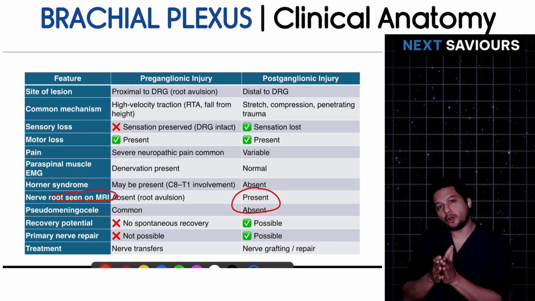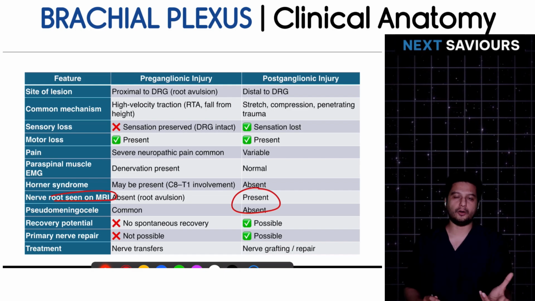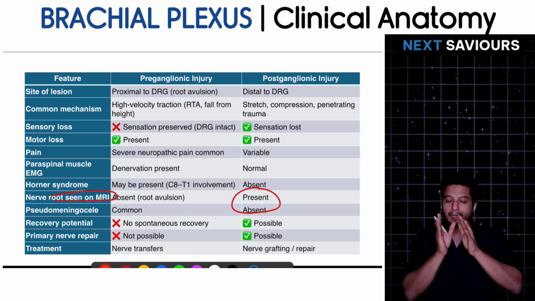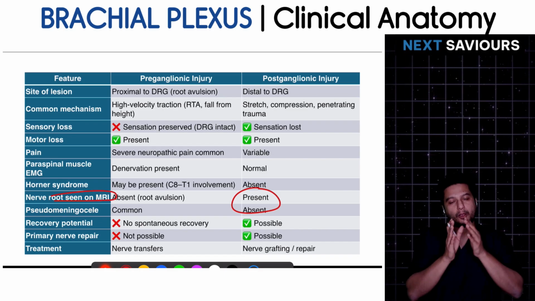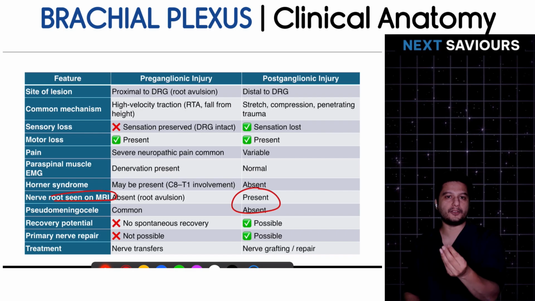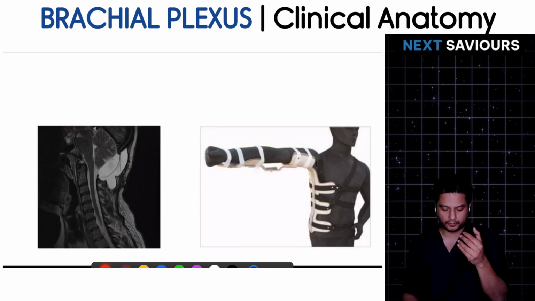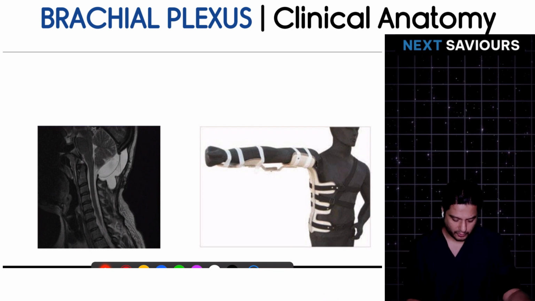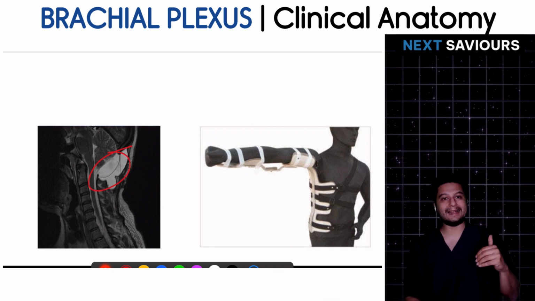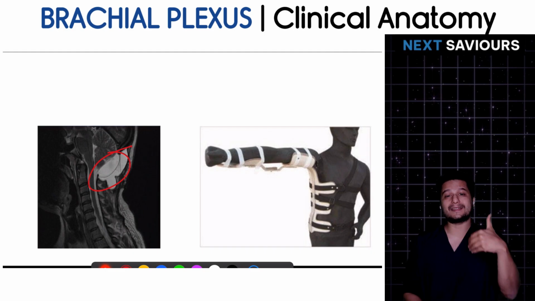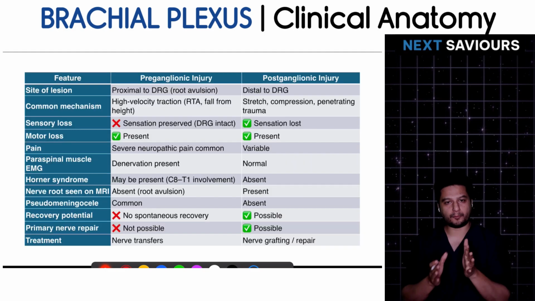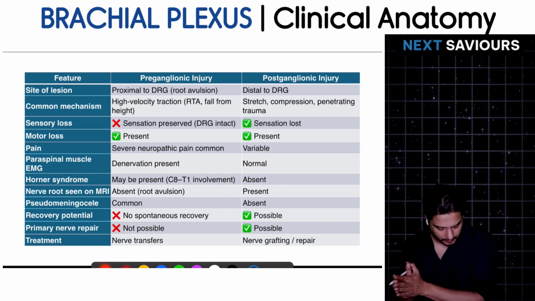As far as pseudomeningocele is concerned, you know that because the dura is pierced near the spinal cord because of the avulsion of the root, pseudomeningocele would not be a finding in case of the MRI for postganglionic injuries to the brachial plexus. So as you can see, this pseudomeningocele, where CSF is leaked out beyond the margins of the meninges, can be seen in case of preganglionic injuries to the brachial plexus.